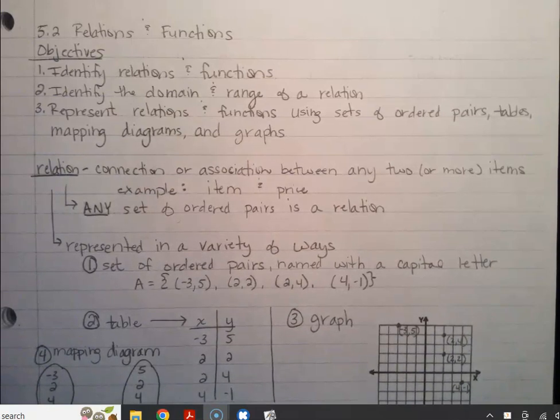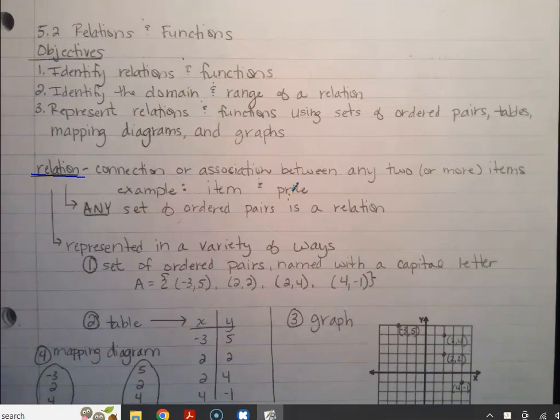Okay. All right. So first of all, let's get started with the relation here. The relation is a connection or association between any two, it could be or more, items. So an example would be the item and its price, or the number of items that you buy and the price. It could be your age and your IQ. It could be your height and your weight. It's just any two things or more and their relation, like how they're connected or associated.